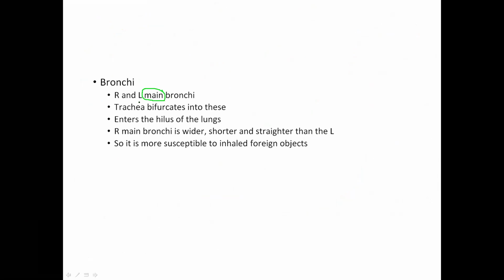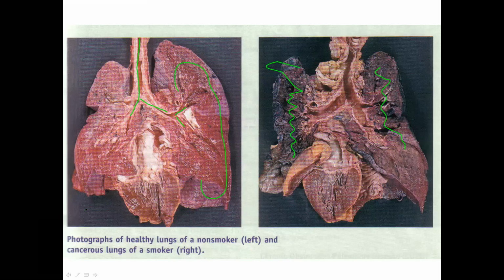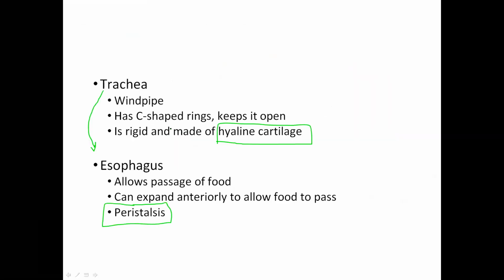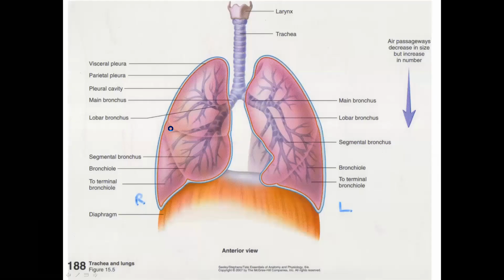It enters into the hilus of the lung. That's the actual opening right here. So this is the hilus where the tubes and everything are coming in and out of the lungs. So that's the hilus area of the lung.